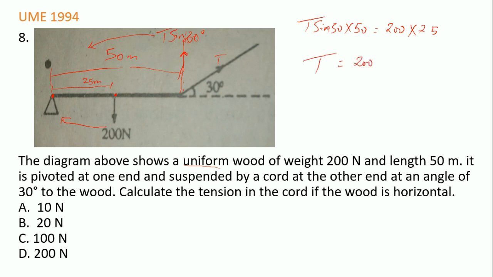That's going to be 200 times 25 divided by sine 30, that is 1/2 times 50. So we will be having 1/2 of 50, that's going to be 25, 25 cancels 25, that's going to be 200 newtons, which will be option D.